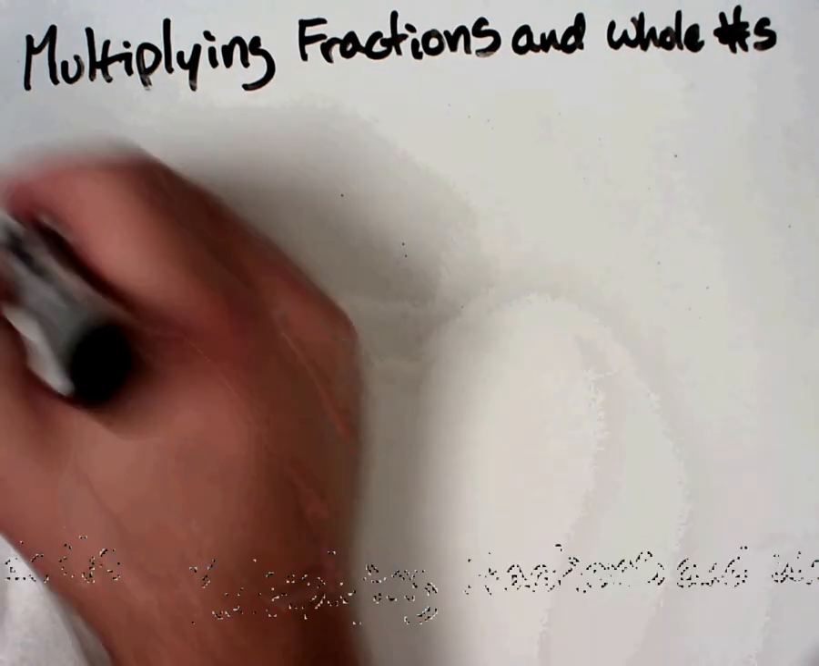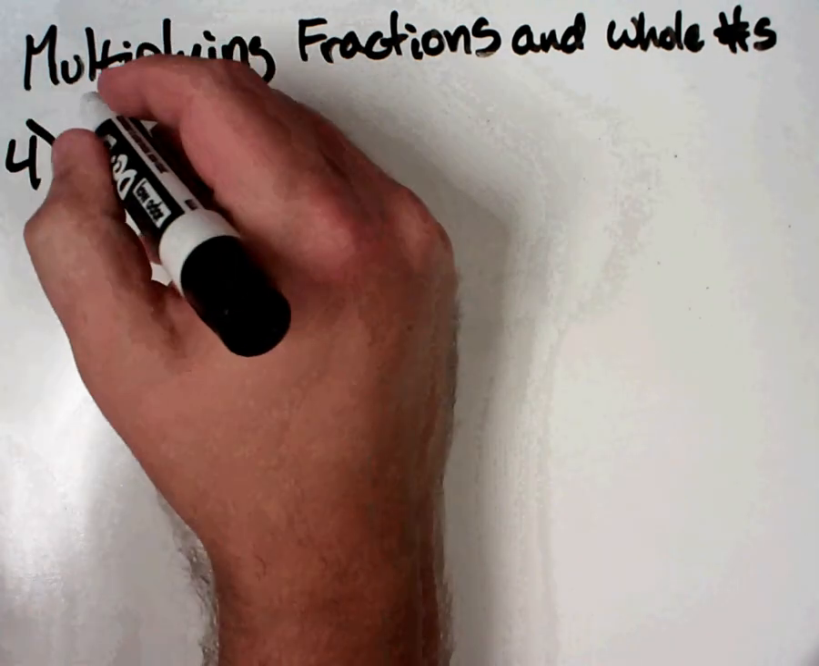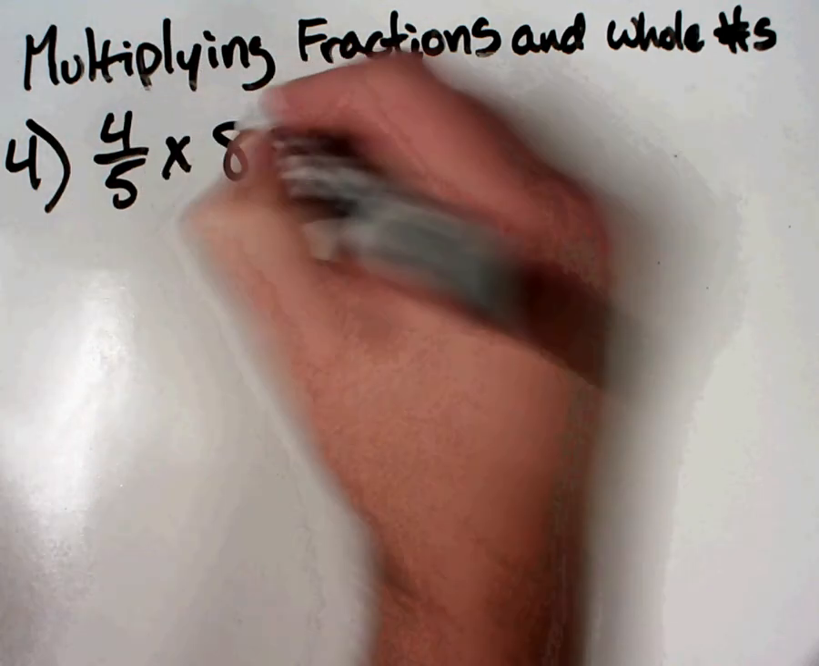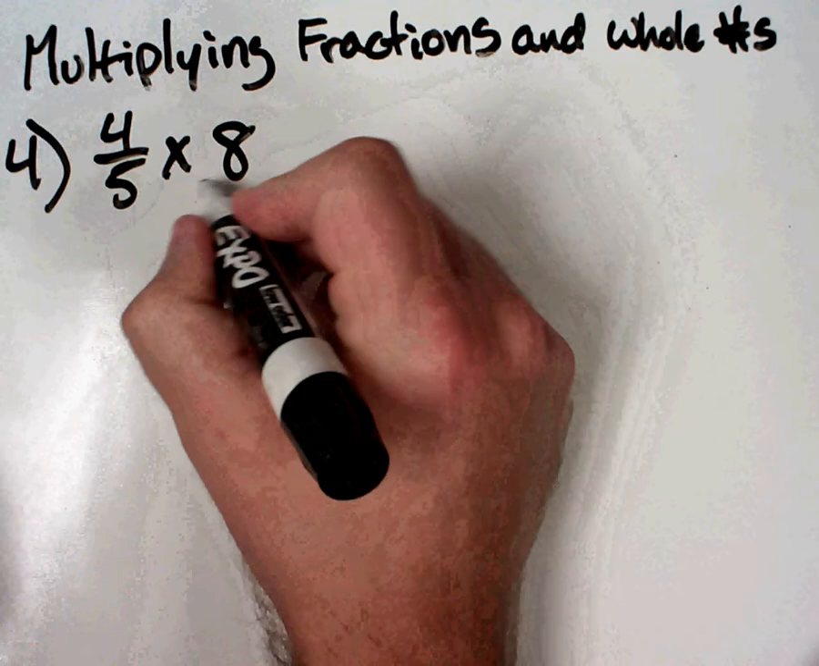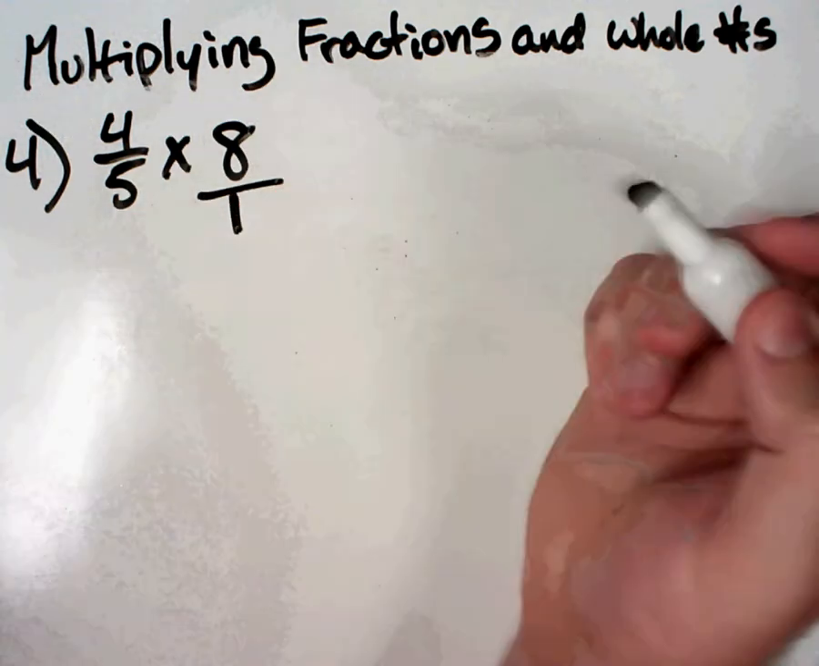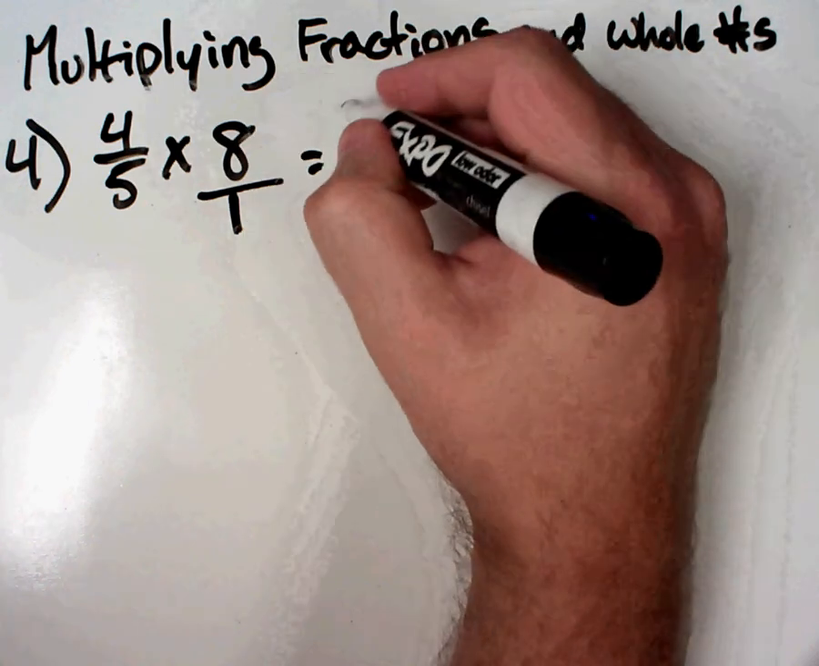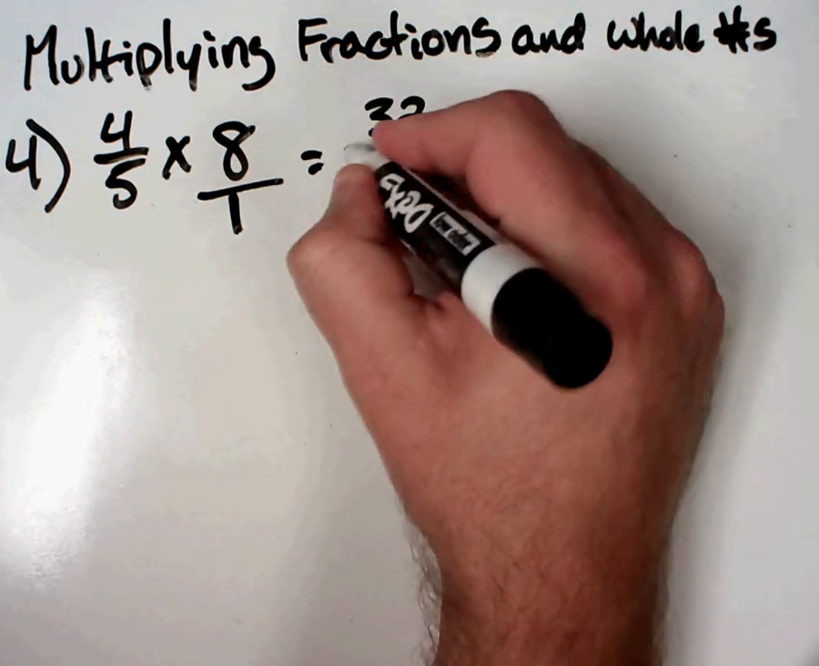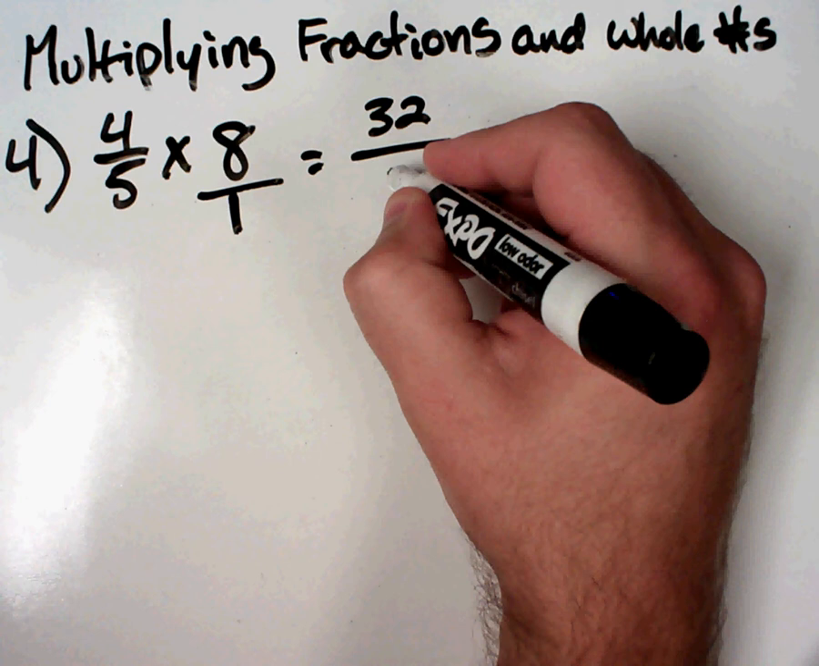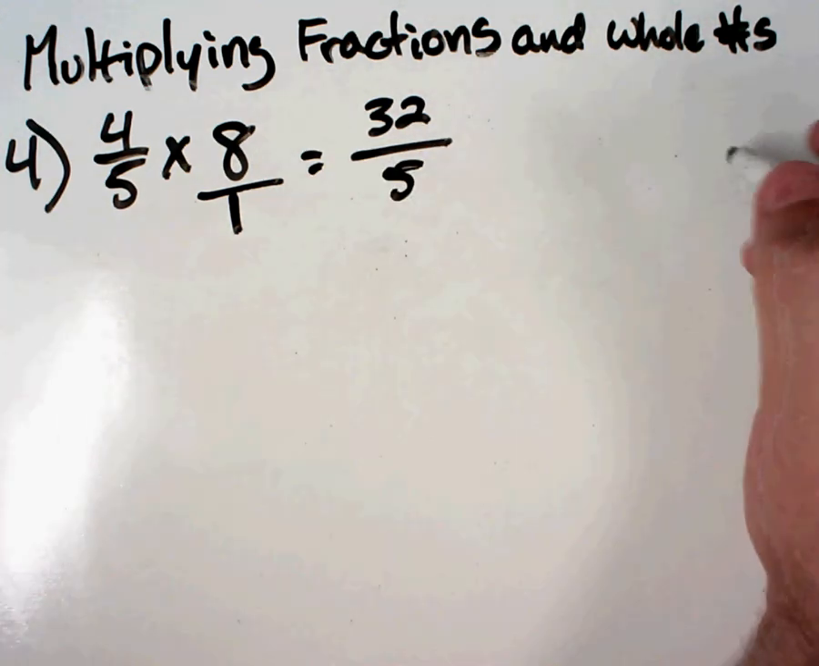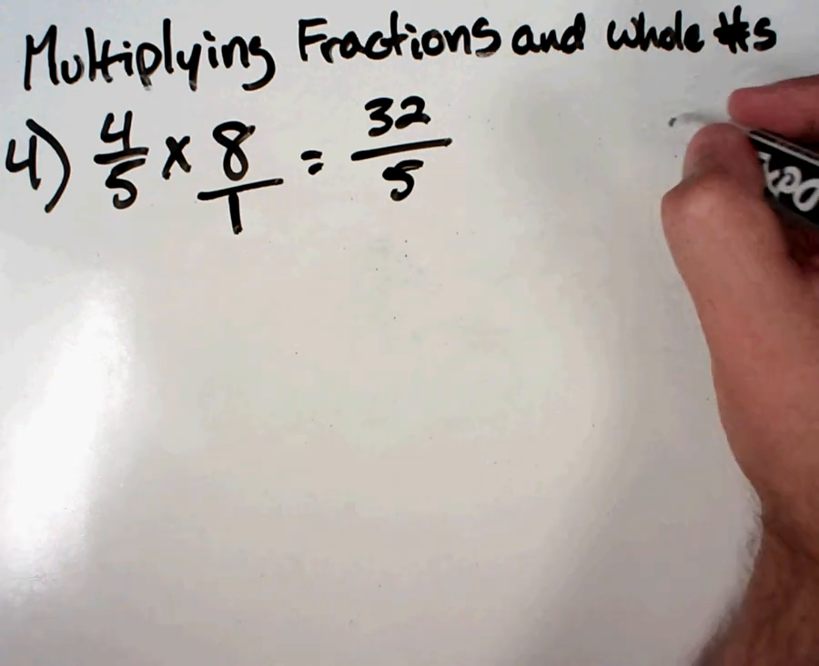Okay, number 4 is 4/5 times 8. And again, my 8 is a whole number, so it's just 8 over 1 when I write it as a fraction. Then I'm going to multiply across. 4 times 8 is 32. 5 times 1 is 5. Right, that is an improper fraction, so I've got to change it to a mixed number.